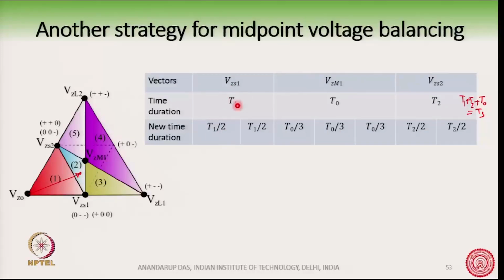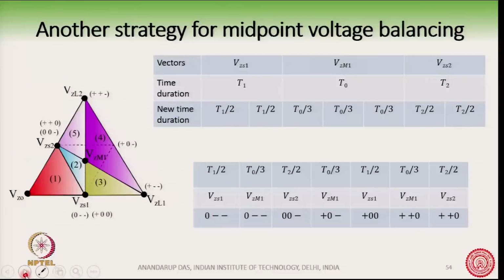So, T1 is split into T1 by 2 and T1 by 2, T0 is split into T0 by 3, T0 by 3, T0 by 3, and T2 is split into T2 by 2 and T2 by 2. Fine. Next, how am I going to apply the vectors? So, we will now place these timings in a different fashion, not in this sequence. Okay. So, you see how we are going to place the timings first.